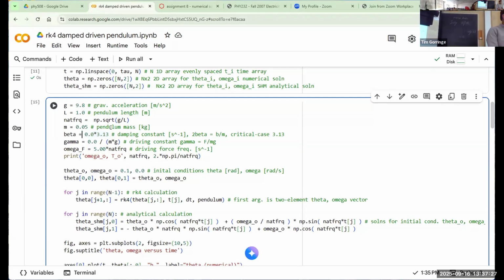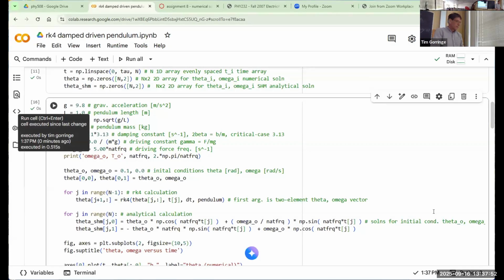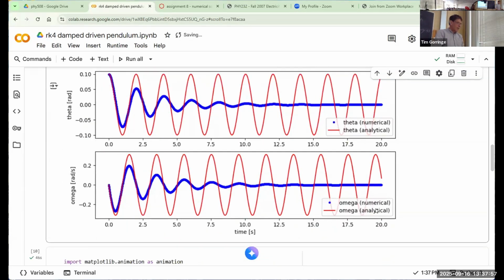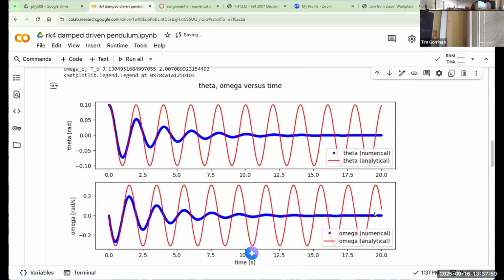If I define it as smaller than that natural frequency, this would be underdamping. If I made it 1, that would be critical damping. If I make it 10, that's overdamping. So let's check all that. Let's put 0.1. This is beta smaller than omega naught. And here's the results of our calculation.